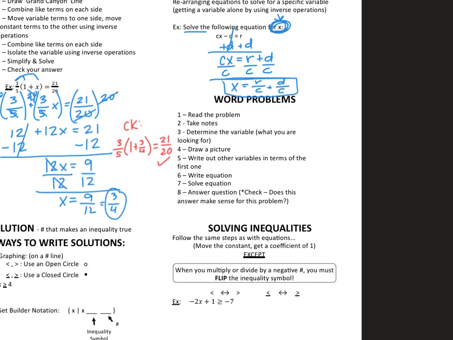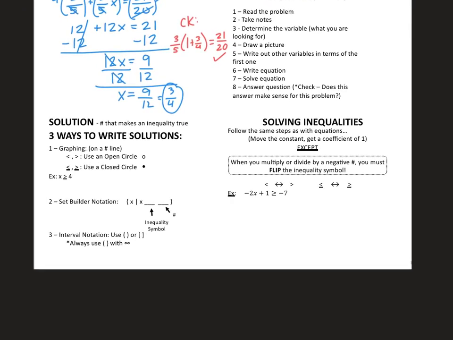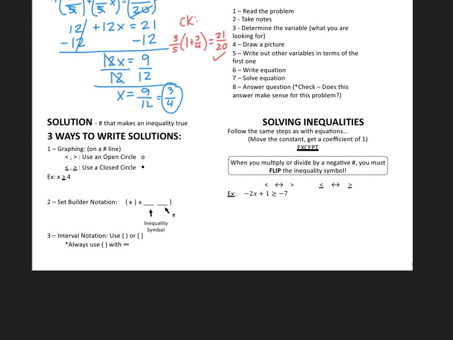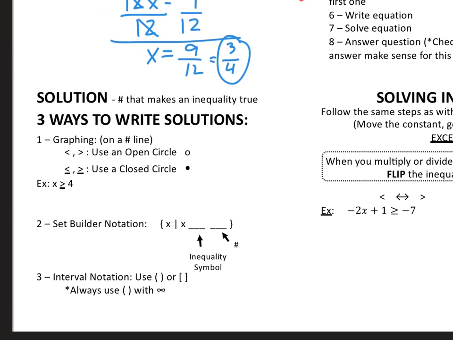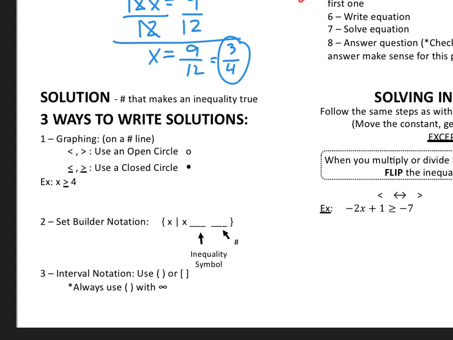Now we're going to switch gears and we're going to look at solving inequalities. Solving inequalities are very similar to solving equations. The solution to an inequality is a number that makes an inequality true. There's 3 ways to graph your solutions. The first is to graph it on a number line. You want to remember that if you use a less than or a greater than, you're going to use an open circle. And if you have a less than or equal to or a greater than or equal to, you're going to use a closed circle.